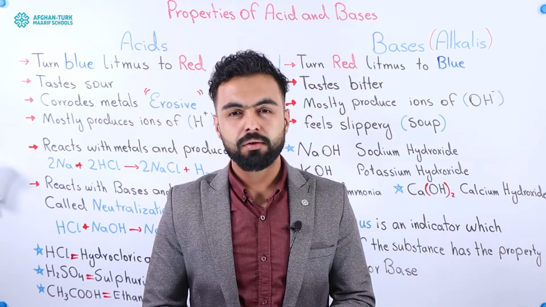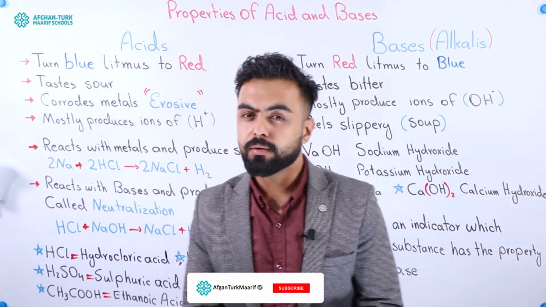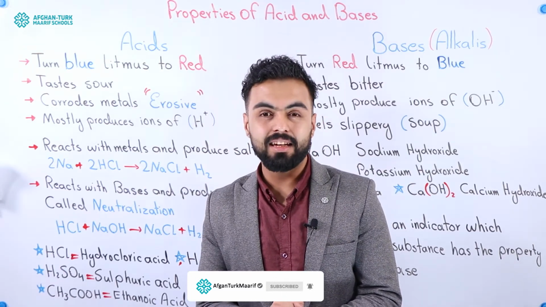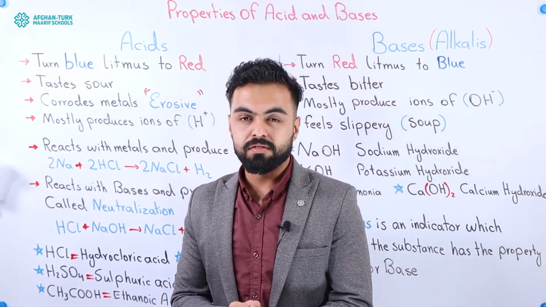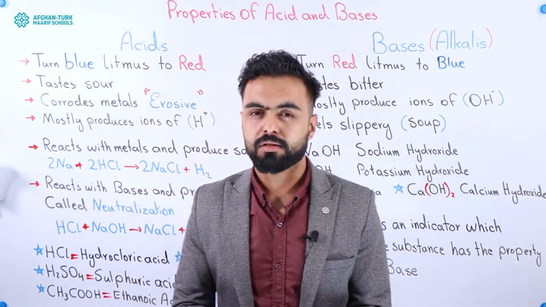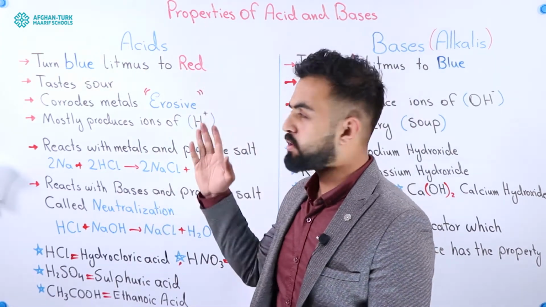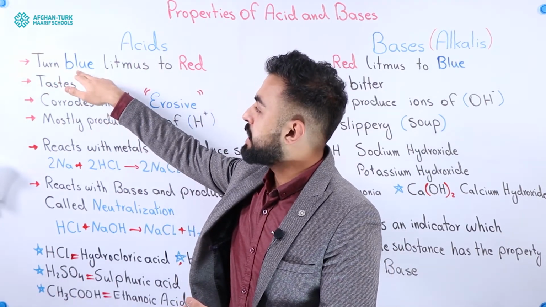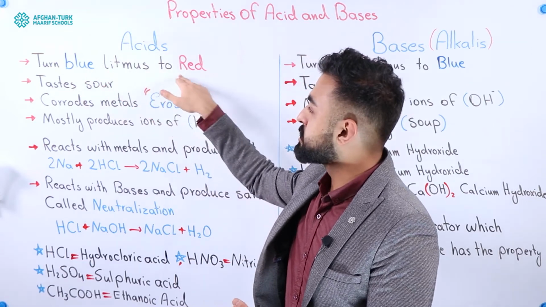So welcome back to your chemistry class, and today we are going to start with the properties of acids and bases. We have studied what is acid, what is base, and now we are going to study about the properties of them. So first, let's start with acid again. Acid turns the blue litmus to red.